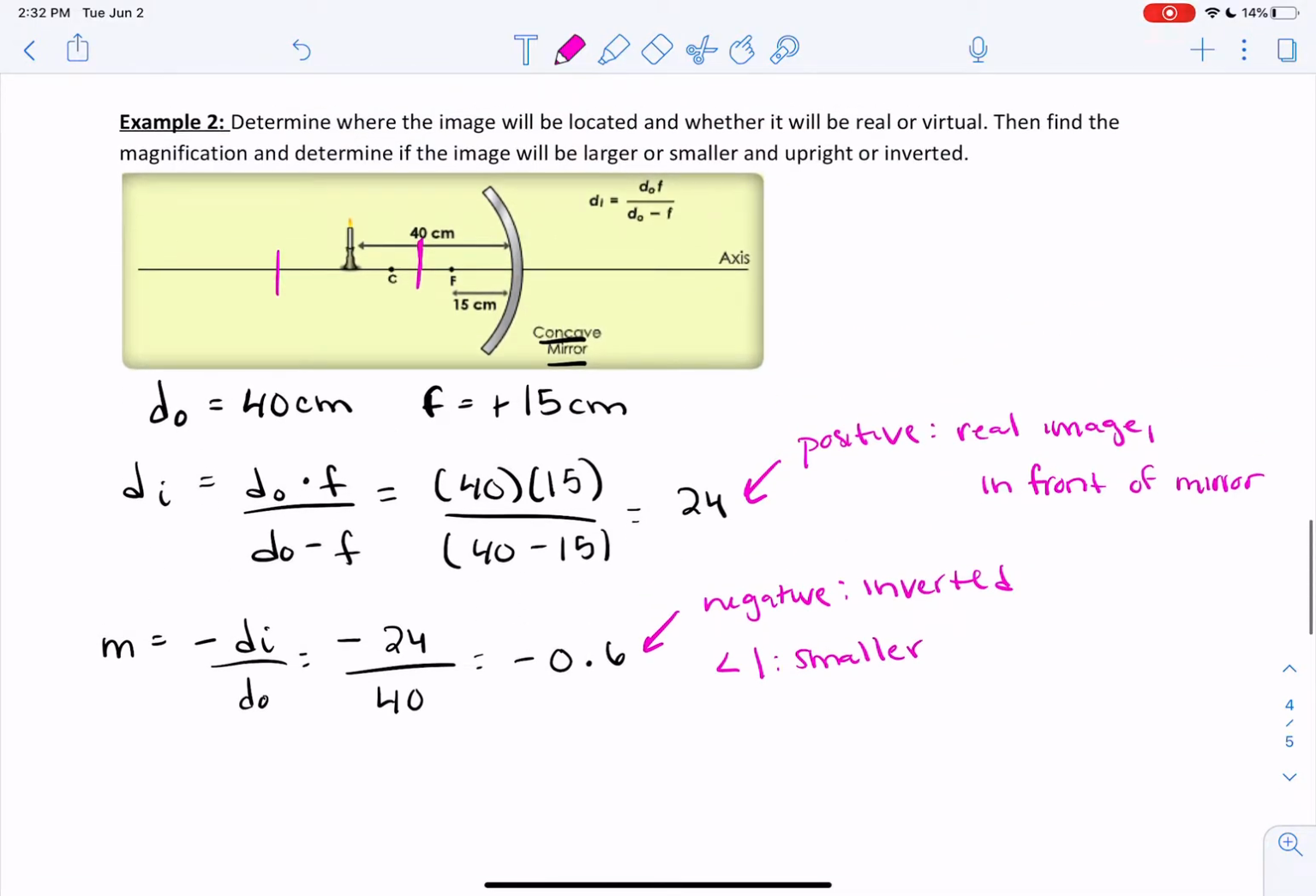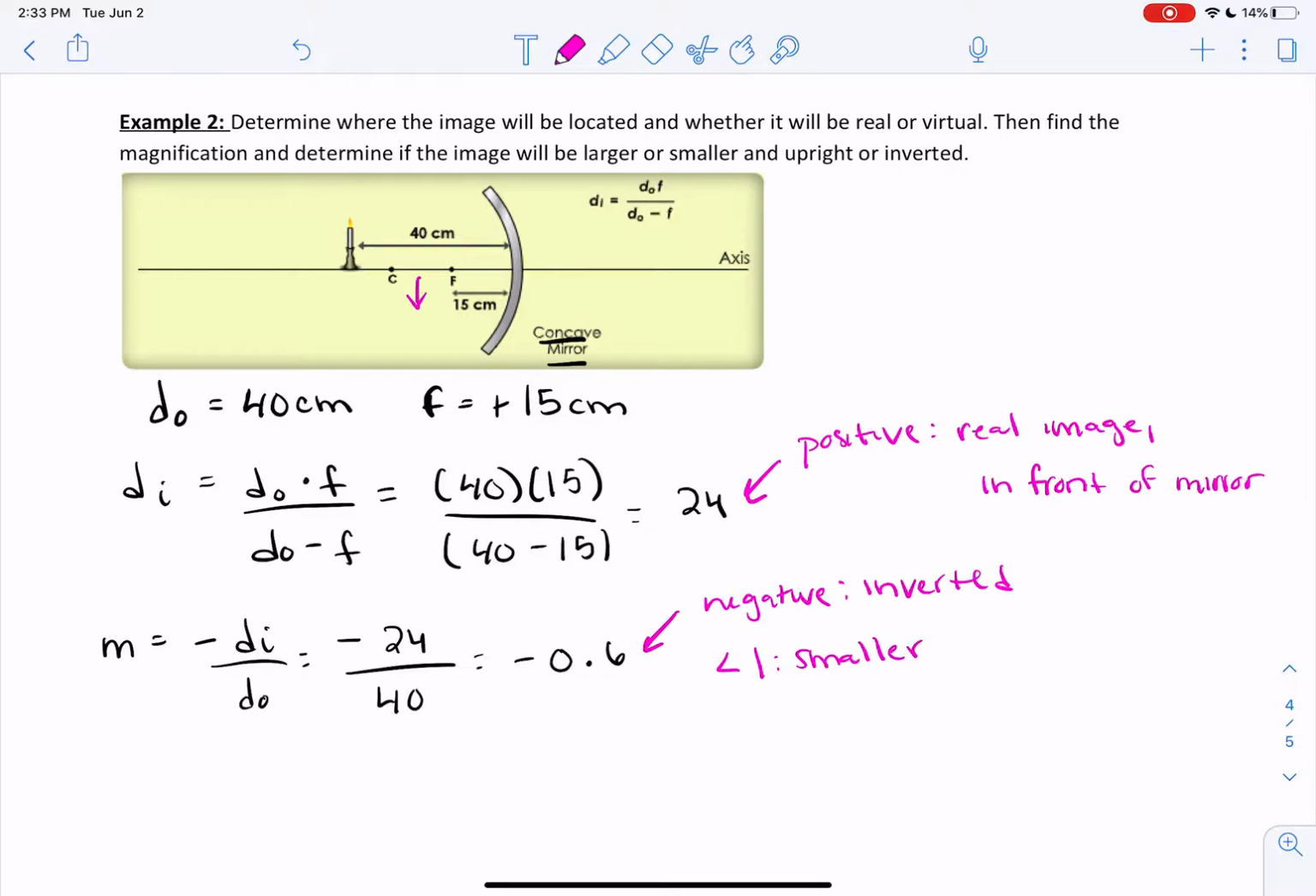Okay. So again, what we did here was we figured out our distance of our object and our focal point, and we made sure to check our signs. Then we plugged into our thin lens equation to find the distance of the image. We used the signs to figure out that a positive sign meant it was a real image in front of the mirror. And then we used our magnification equation, and since it was negative, it was inverted, and since it was less than 1, it was smaller. So that means you're going to have a smaller object in front of the mirror that is inverted. So it's going to be 24 centimeters away. So here, smaller, it's going to look like this. Okay?